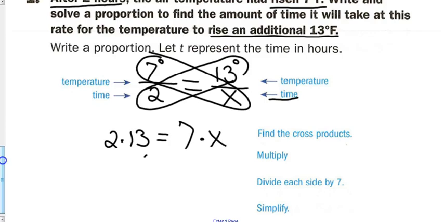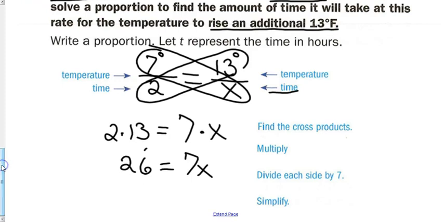Now I can start solving for this. 2 times 13 is 26. 7 times x is 7x. And the last thing I'm going to do, and this jumps ahead a little bit to our solving equations unit, but this is a real quick one-step equation. How can I figure out what x is in this situation? Well, I'm going to divide by 7. And if I do it there, I have to do it to both sides.